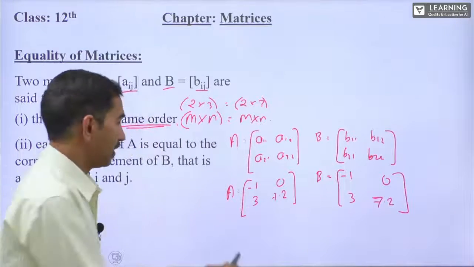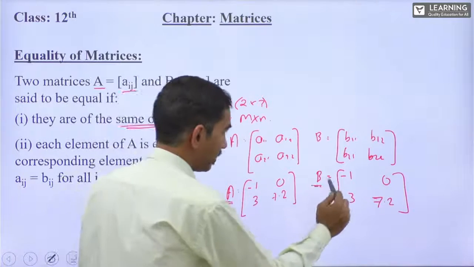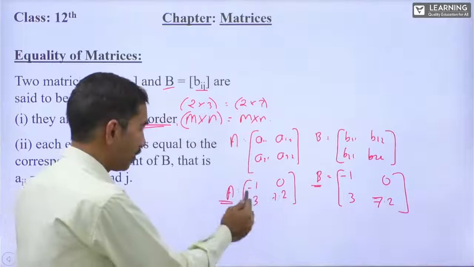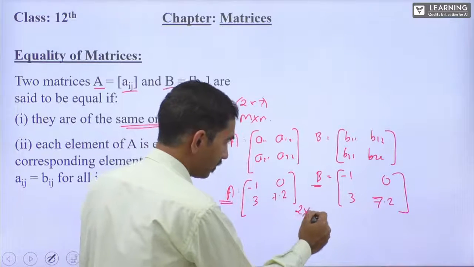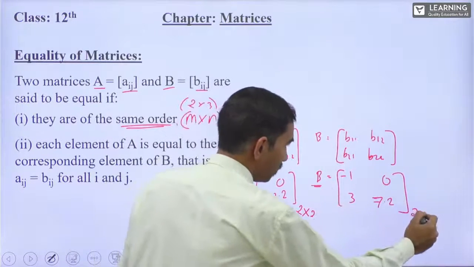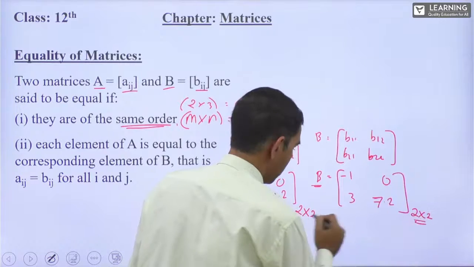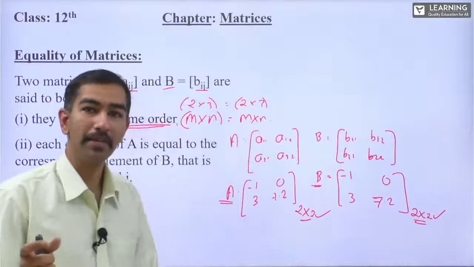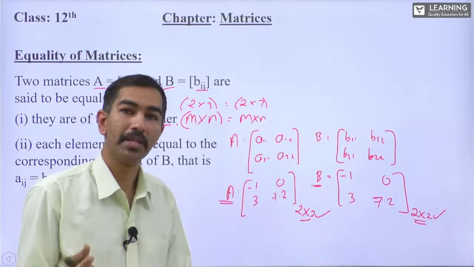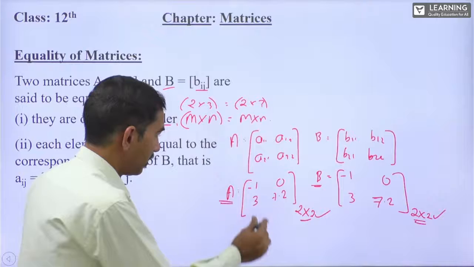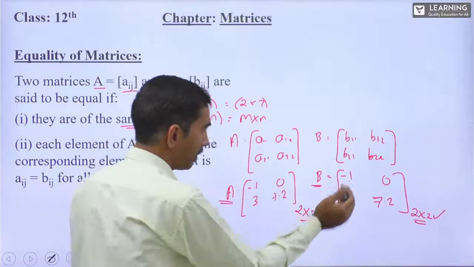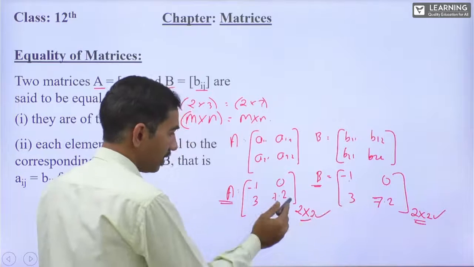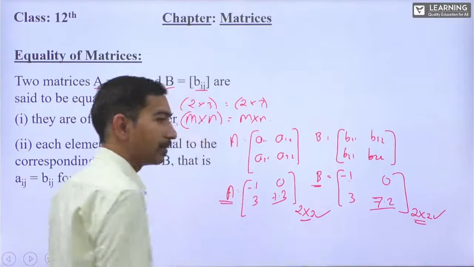Now observe these both matrices, matrix A and matrix B. We'll see the order first. Order must be same. What is the order of matrix A? 2 cross 2. What is the order of matrix B? 2 cross 2. Orders are same. First condition is satisfied. What is the next condition, students? All elements of Aij must be equal to Bij for all i and j. Corresponding elements: -1, -1, 0, 0, 3, 3, 7.2, 7.2.